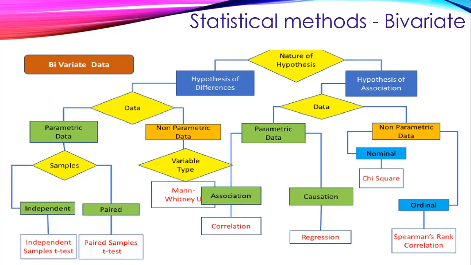Coming to bivariate data, after you check the parametric or non-parametric nature, you have to see whether the sample is a paired sample or an independent sample. What is the difference between an independent sample and a paired sample? Take the example of boys and girls. Boys and girls are two independent groups. A person from the boys group cannot be a part of the girls group. That is why we call these two groups independent groups.